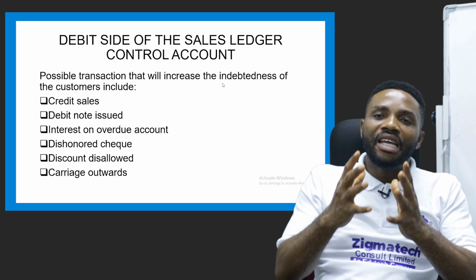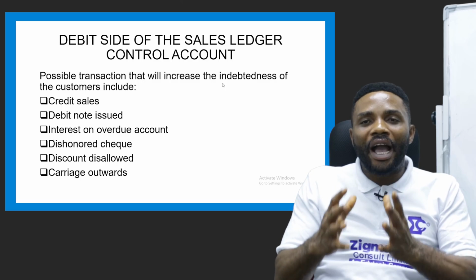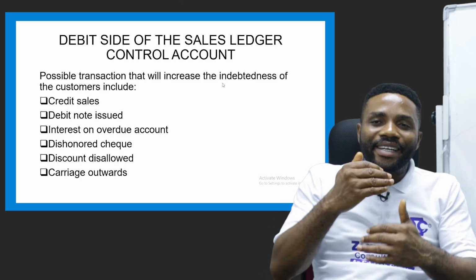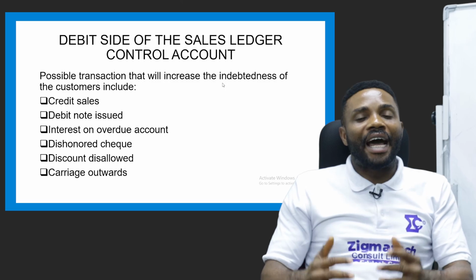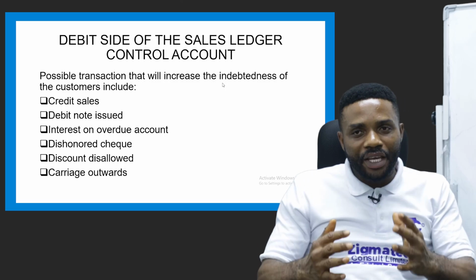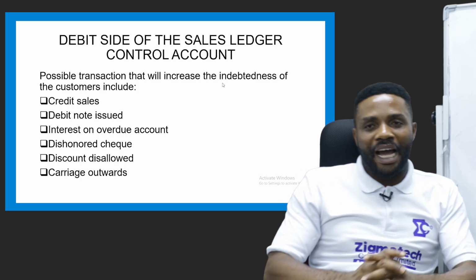So at this point, interest on overdue account has come to increase the indebtedness of our debtors. And then at that point, they just have to be on the debit side.